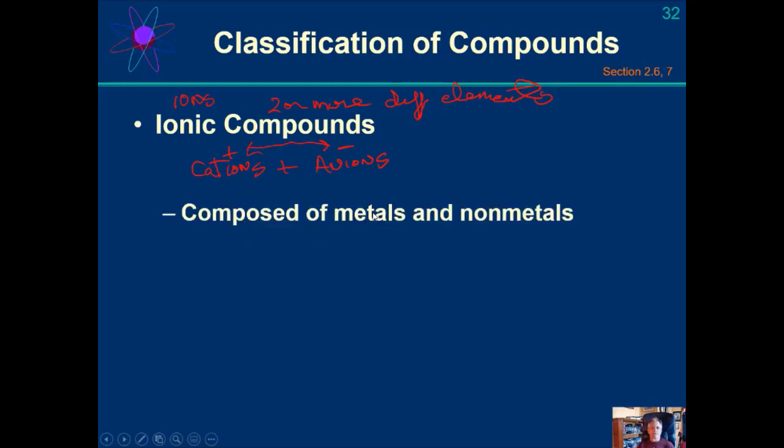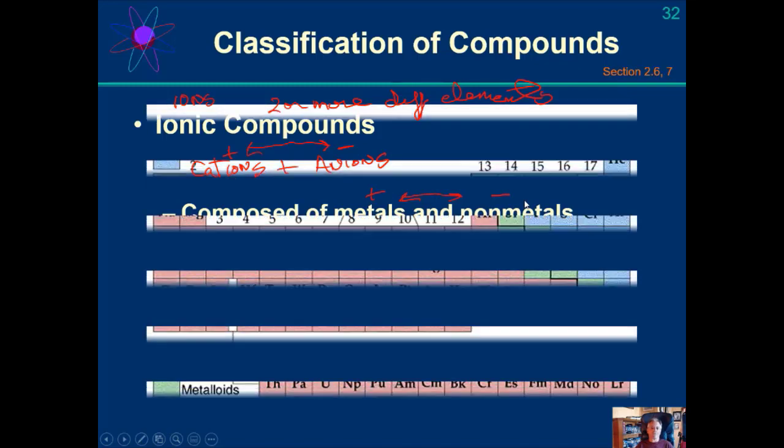And so metals, given that they love to lose electrons to become positively charged cations, and nonmetals, given that they love to accept electrons to become negatively charged anions, these positive and negative charges attract each other, and that's going to form your compound. So ionic compounds are formed between metals and nonmetals. The metals give up the electrons, the nonmetals accept electrons, and that's how you form the compound.